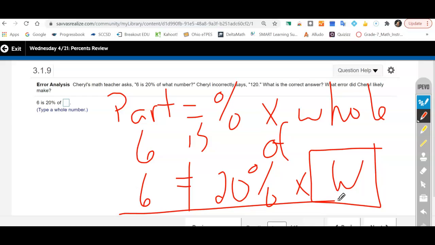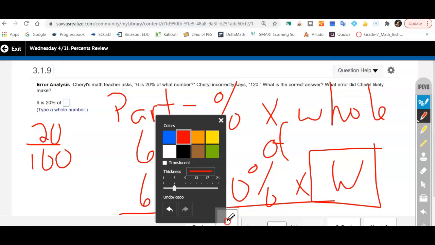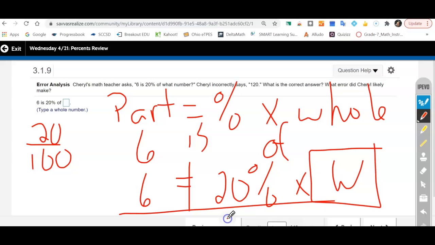Now remember, I just said we cannot multiply or divide percents. So we have to change percents to a decimal first. So remember how we do that? 20%, percent means per 100. So 20 divided by 100 is 0.2. So I'm going to divide by 0.2 on both sides. So I would go 6 divided by 0.2.